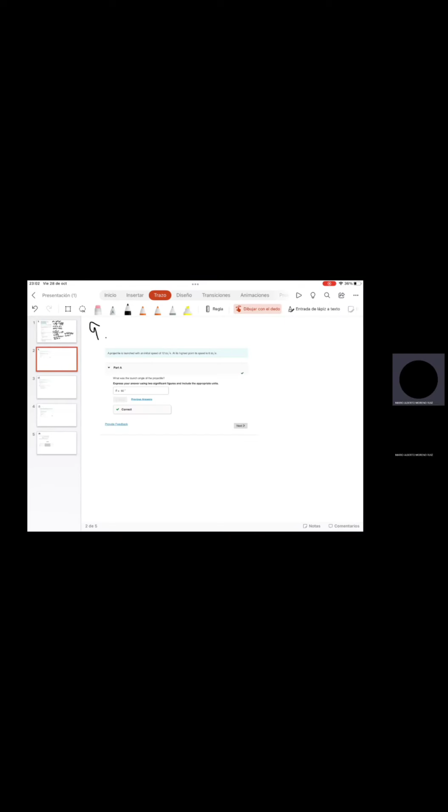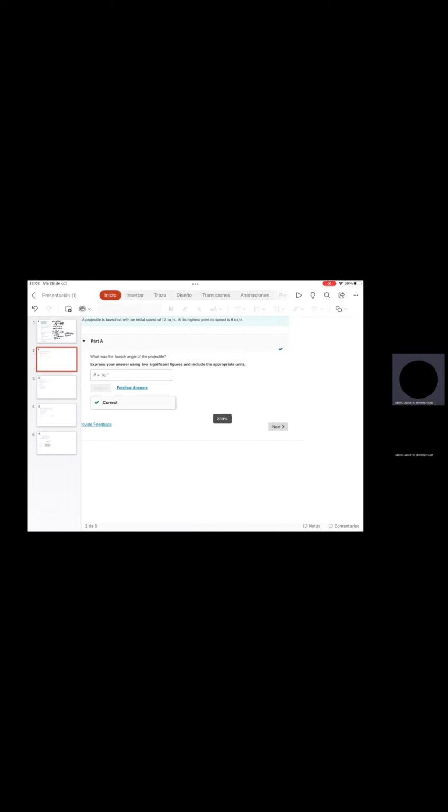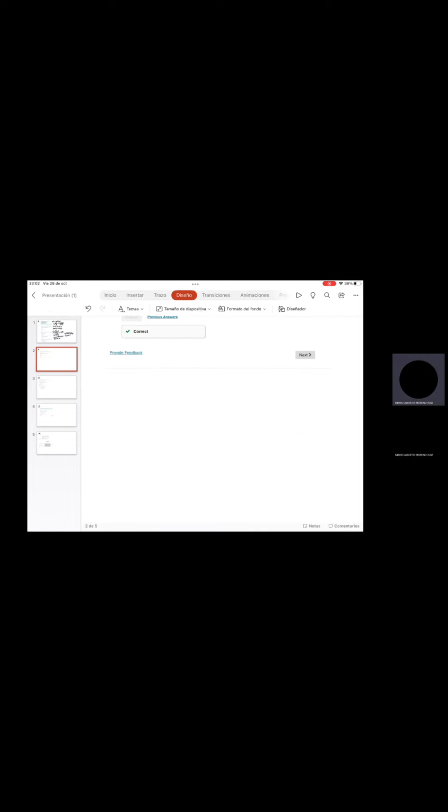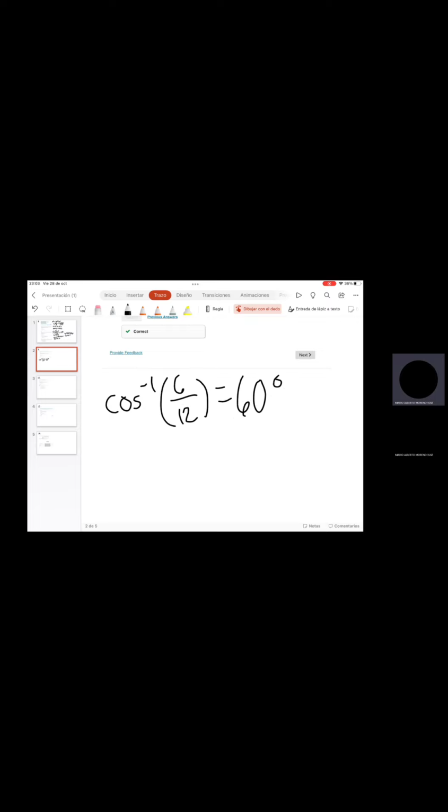Okay, now with problem 9, we have that it says a projectile is launched with an initial speed of 12 meters per second, and at its highest point, its speed is 6 meters per second. What was the launch angle of the projectile? And this can be simply done by using this formula that is inverse cosine of 6 over 12, and we will get 60 degrees as a result.